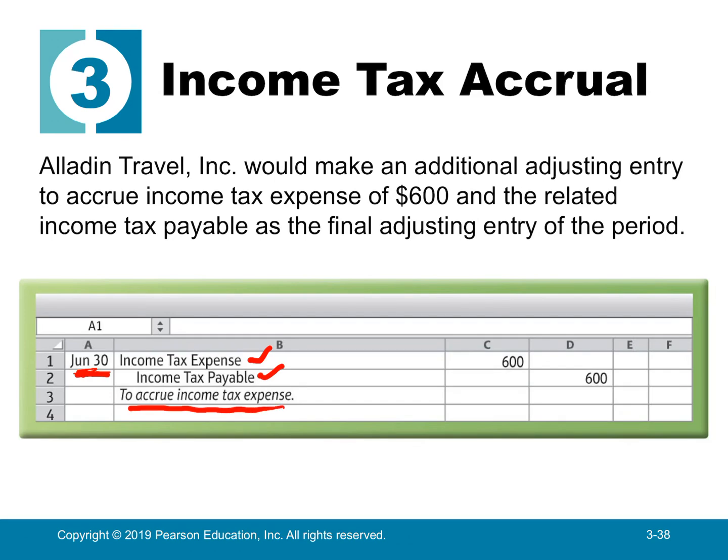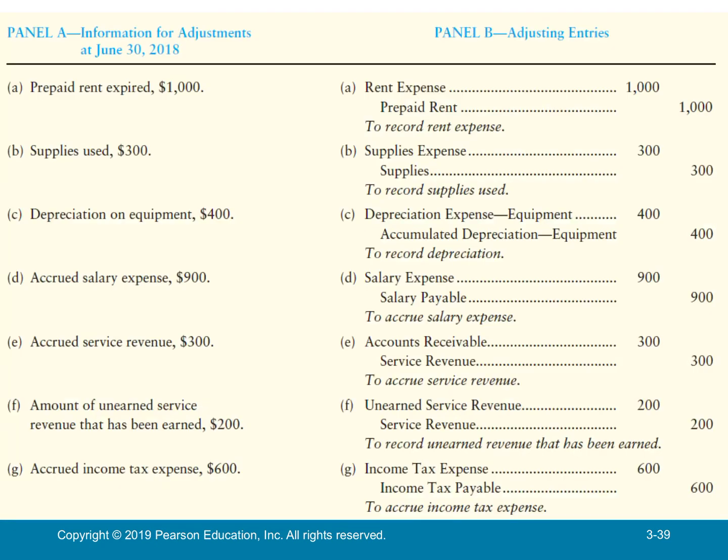So this is accruing income tax expense. Again, no cash here, but you have to show that based on the money that I made in June, I'm going to owe some income taxes, right? So I have an expense and a payable.